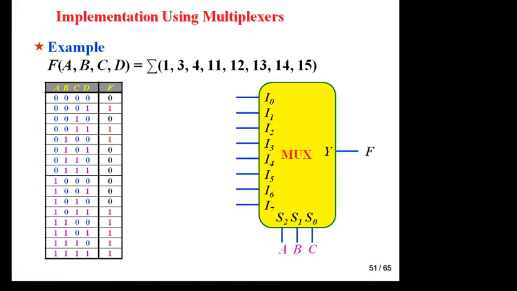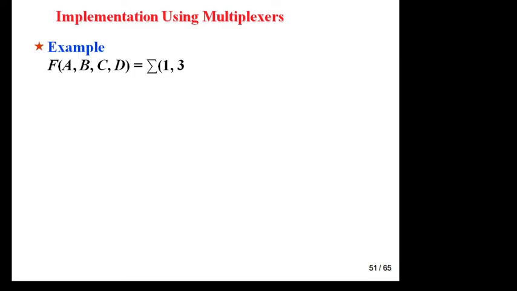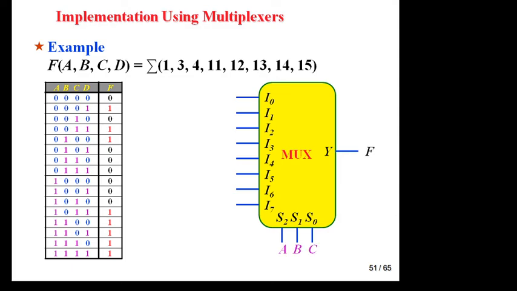Suppose you have to implement this function with minterms 1, 3, 4, 11, 12, 13, 14, 15. Suppose you have to implement it by using a 16:1 MUX, then there is no problem. In a 16:1 MUX there will be 4 inputs A B C D. Just connect I1, I3, I4, I11, I12, I13, I14 and I15 to +5 volt, or logic 1, and the remaining terms to ground or logic 0.